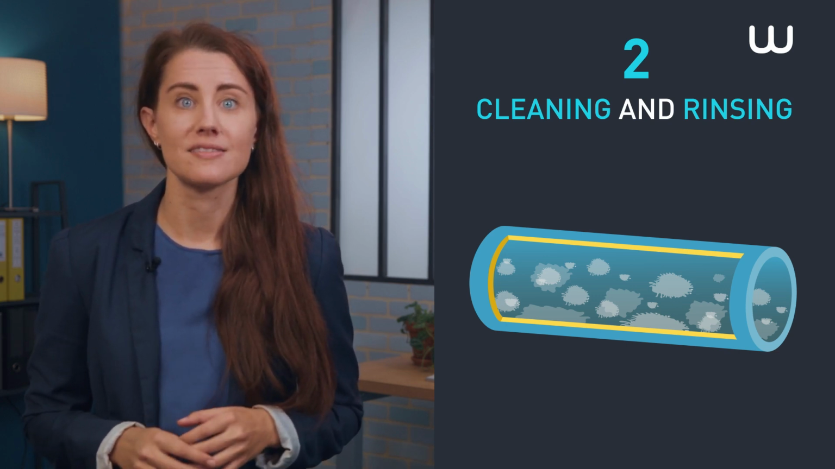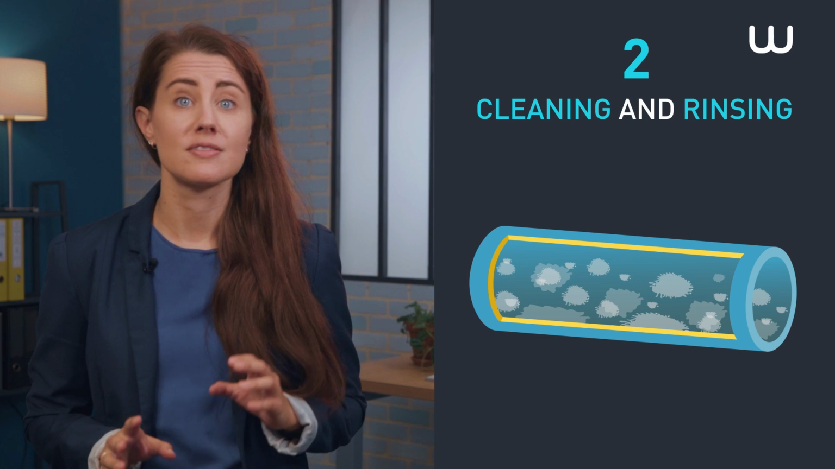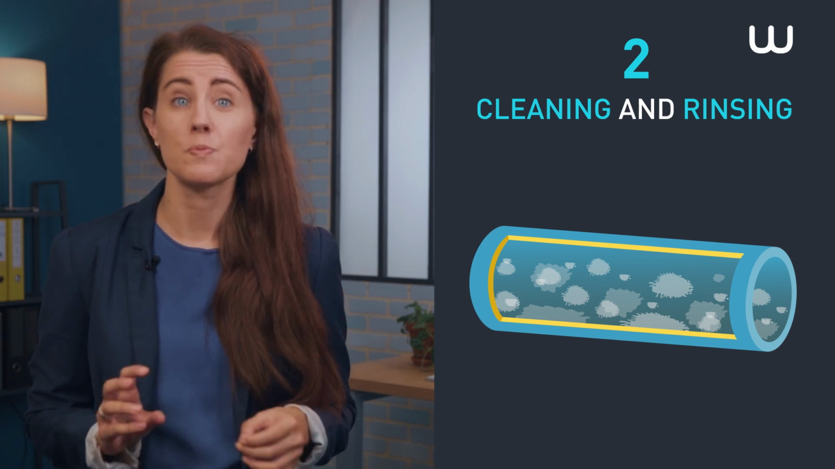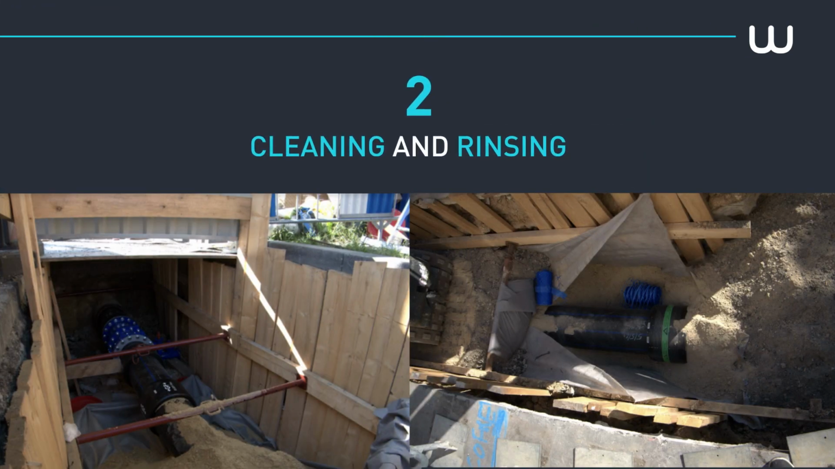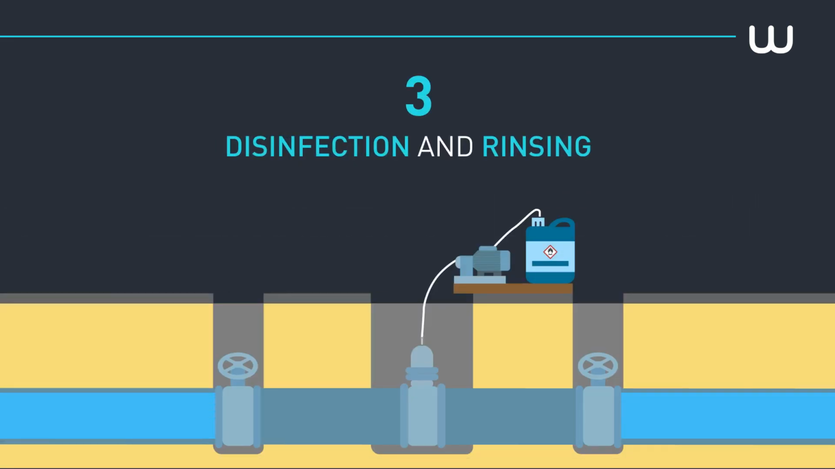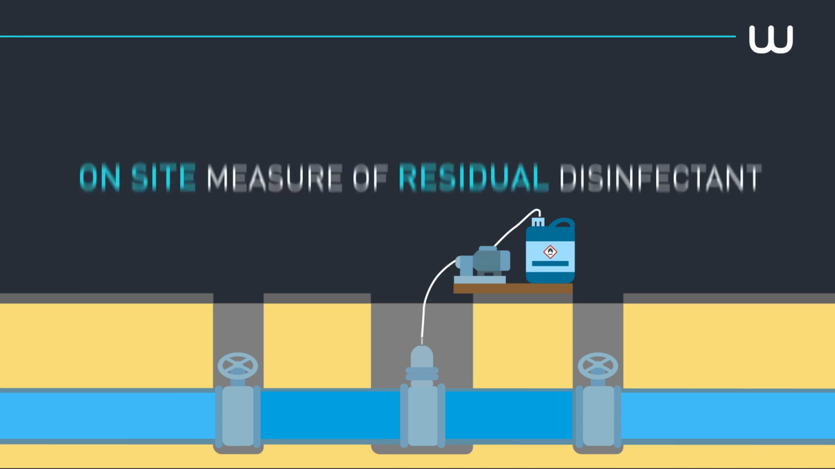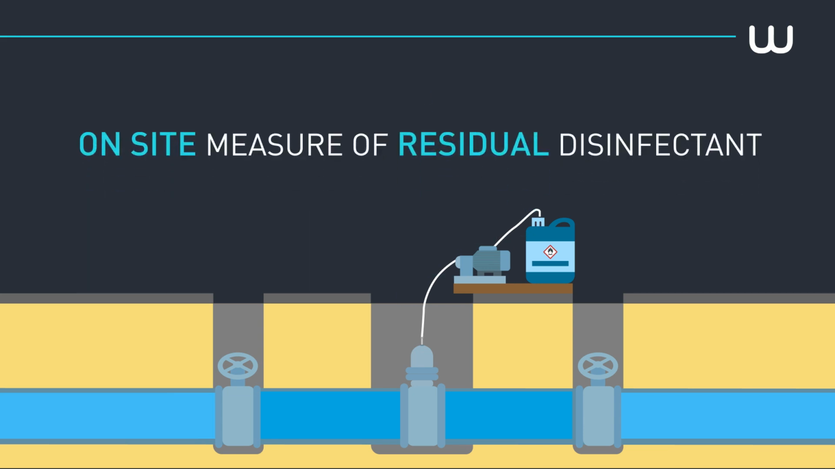Before cleaning begins, it is necessary to ensure that the section of pipeline concerned is properly isolated in order to avoid any accidental backflow of possibly contaminated water in the networks in service. This is followed by a disinfection and rinsing stage, where the pressurized disinfectant solution is then injected into the pipeline. The effectiveness of rinsing is assessed by measuring the residual disinfectant on site at various checkpoints.